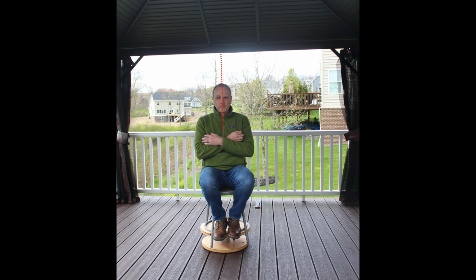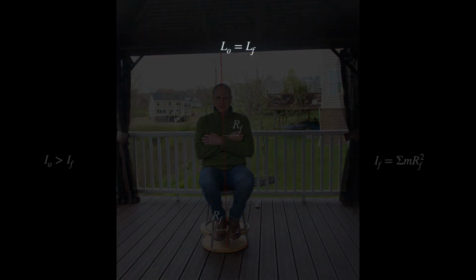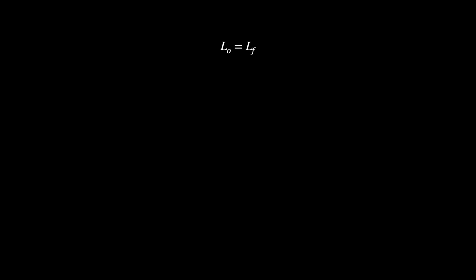When I tuck in, that same mass is at a much smaller radius, therefore giving me a smaller moment of inertia, so that the initial moment of inertia is greater than the final moment of inertia. So when I look at this in magnitude, in terms of conservation of momentum, I have a large I initial to begin with, as we illustrated in this example, and a small angular velocity.